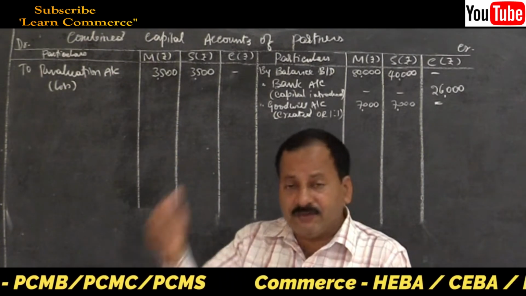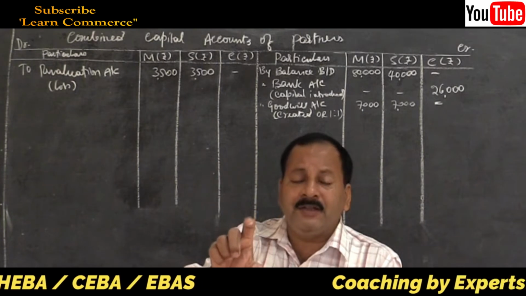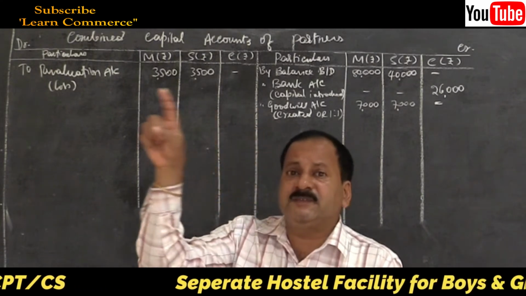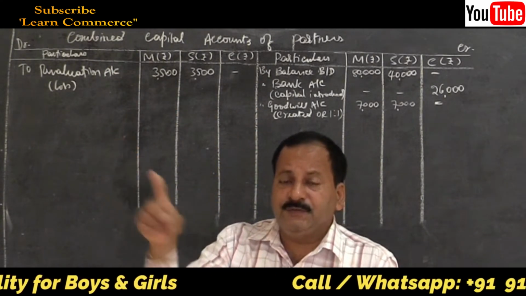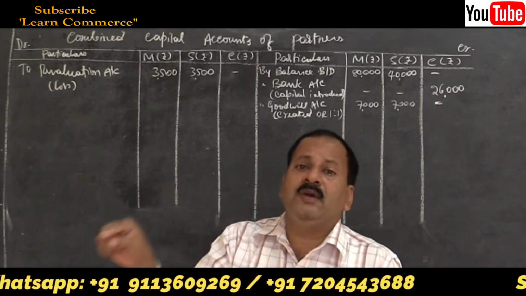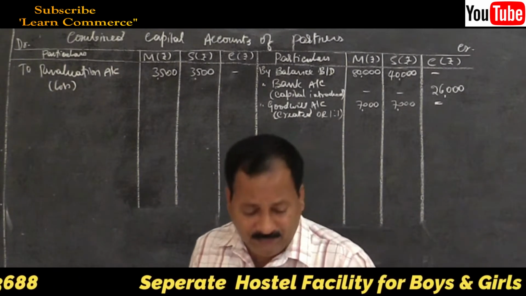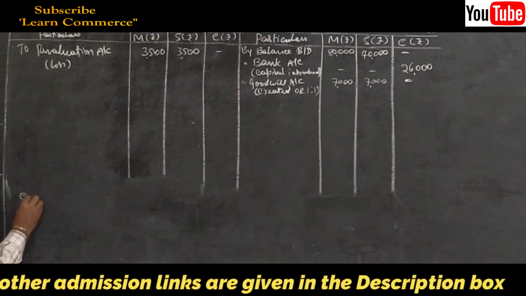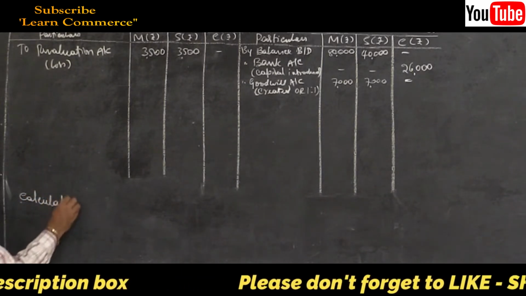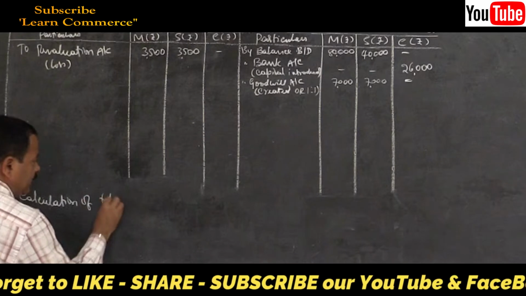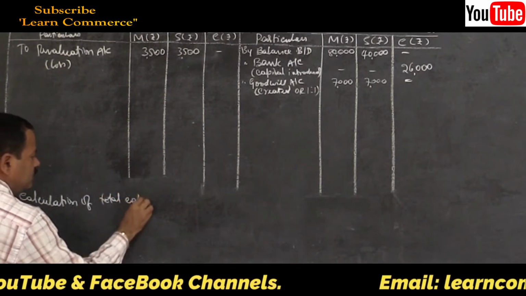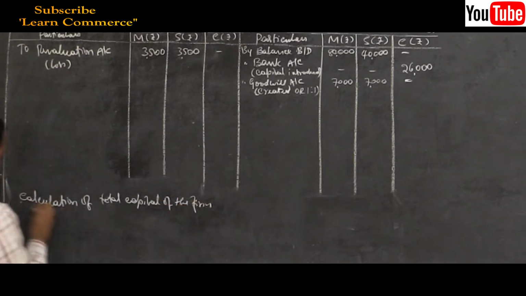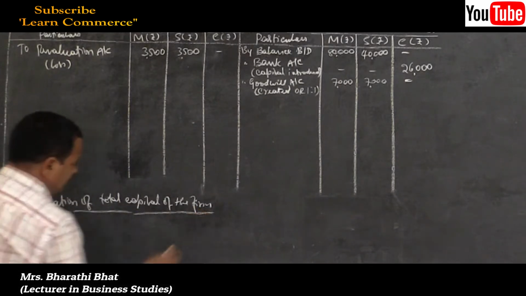Remember. Then distribute that capital among all the partners in their new profit sharing ratio. For 1 by 6 share, Chandra is bringing how much? 26,000. For 6 by 1, how much? You will get the total capital of the firm. Prepare a small working note here. Working note, calculation of total capital of the firm.